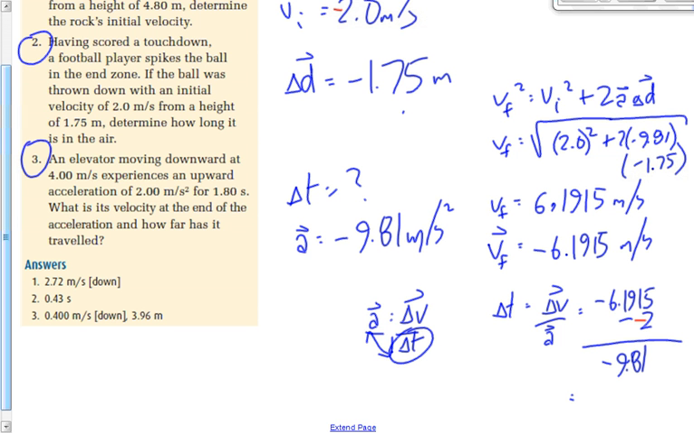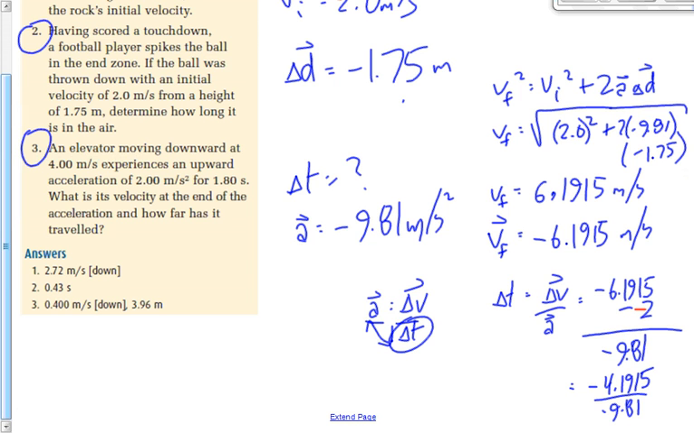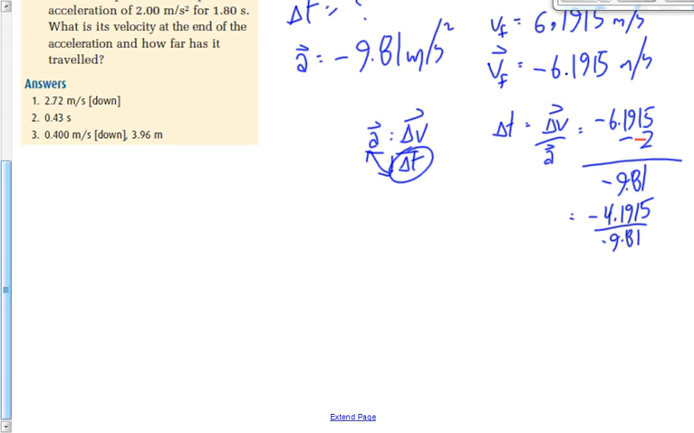-6.19. It's like -6.19 plus 2, right? Which becomes -4.1915 over -9.81. Do the math on that one, and it should work out to be, I assume, 0.43. Notice it's negative over a negative because it's a positive. Positive 0.43 seconds. How many people got that one?